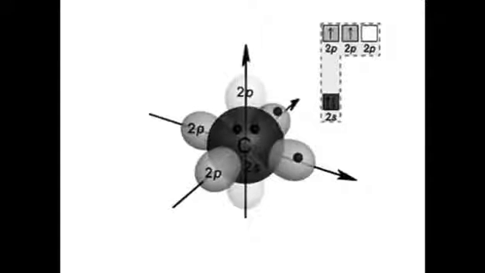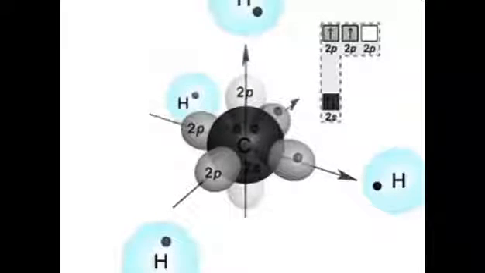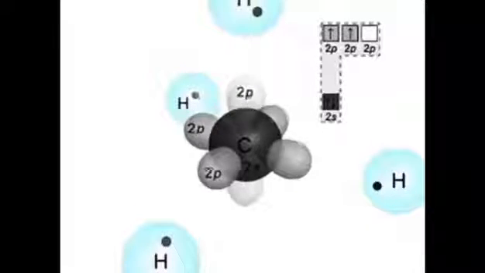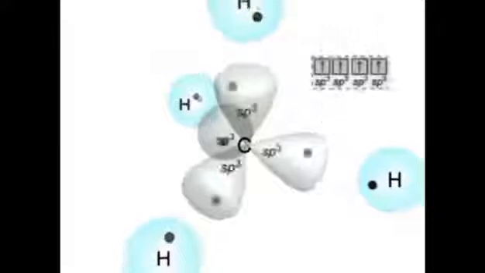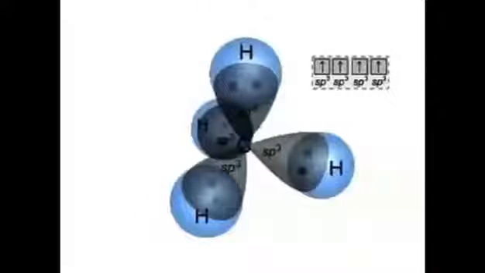The model describes bonding in methane this way. In the molecule, the carbon's four sp3 hybrid orbitals point to the corners of a tetrahedron. The H orbitals overlap them to form four C-H bonds that are 109.5 degrees apart.